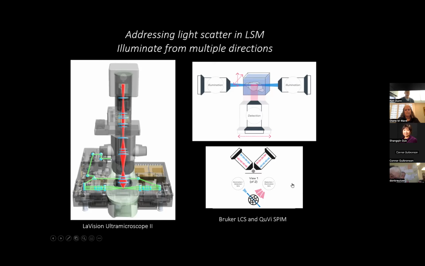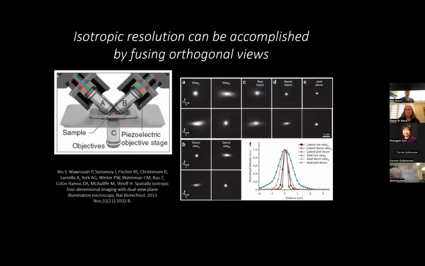You collect an image here. Alternatively, you can take this whole thing and rotate it 45 degrees and illuminate from one side and collect an image here. Also illuminate from one side and collect an image here. So these objectives serve 2 different functions. And that's important because you can improve the resolution.